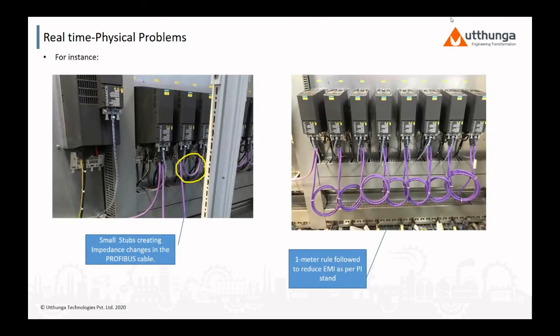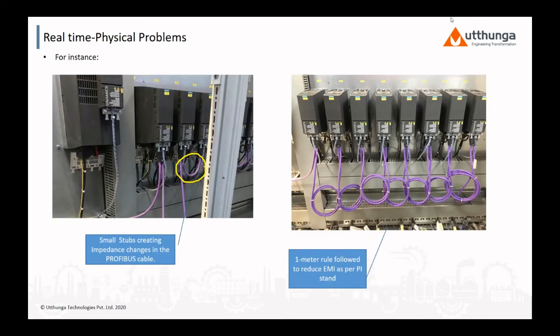So this is the second scenario. Here we did an audit in one of the plywood industries. They have a lot of pressing machines. You can see a lot of drives, more than 8 drives. What they did is they commissioned with a very short stub, less than 30 centimeters.